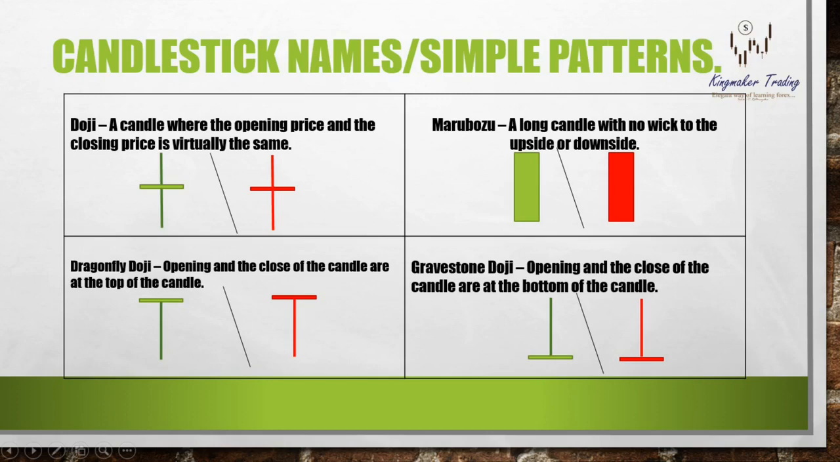Okay, the next candlestick name is gravestone doji. The opening and the close of the candle are at the bottom of the candle. You can also see these pictures. The opening price and the closing price are at the bottom of the picture. This candlestick is the opposite of the dragonfly doji. So if this gravestone doji candlestick is formed, then it's an indication that there is selling pressure present at that point in the market. Okay, now let's move on.